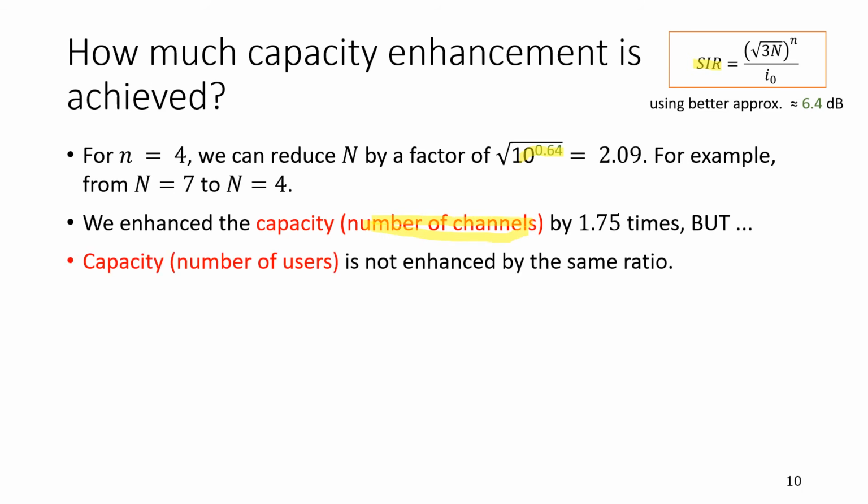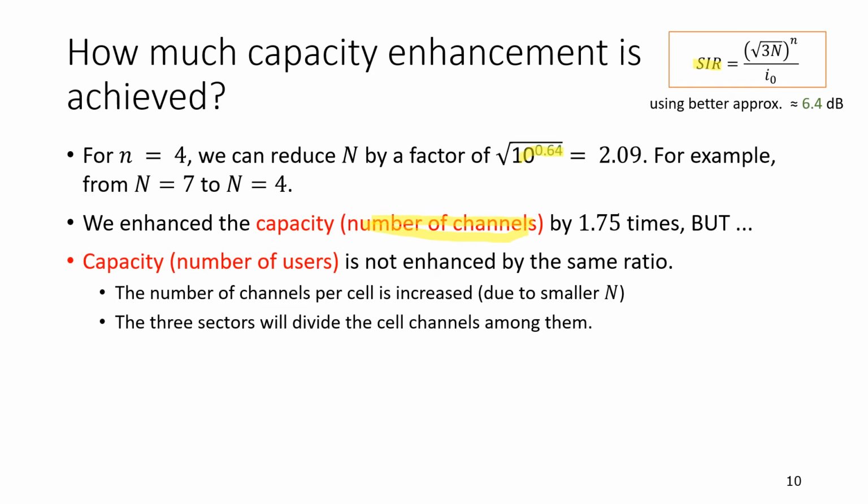Why? Because of the following. When we have changed n, the number of channels per cell is increased due to the smaller value of n, and the 3 sectors will divide the cell's channels among them. So not all the channels will go onto the cells because of sectoring. These channels will be divided.